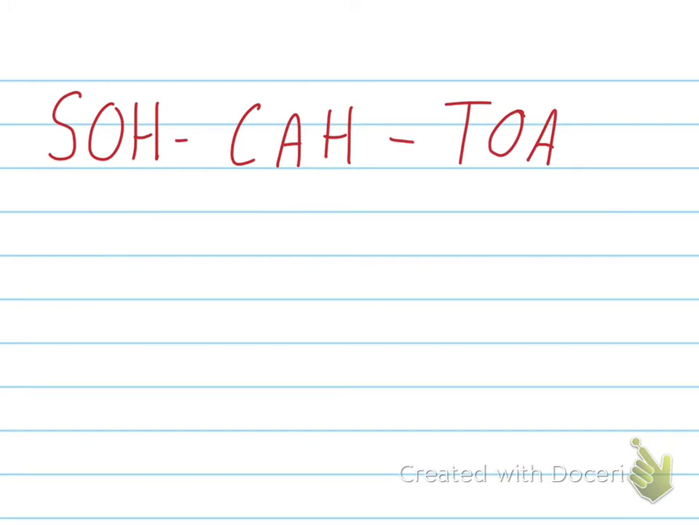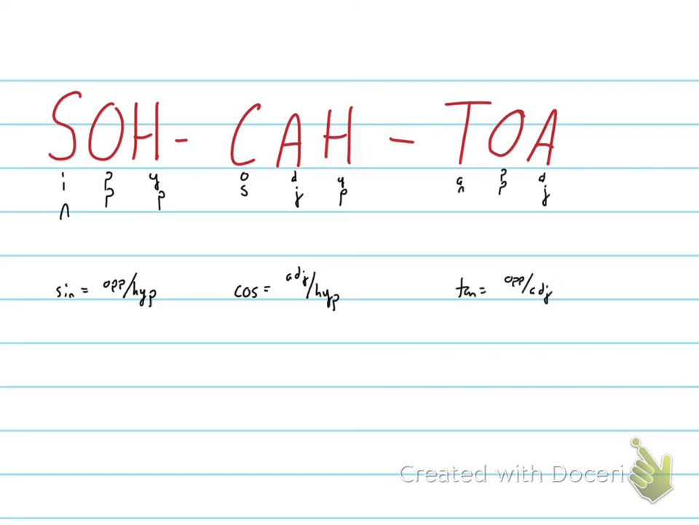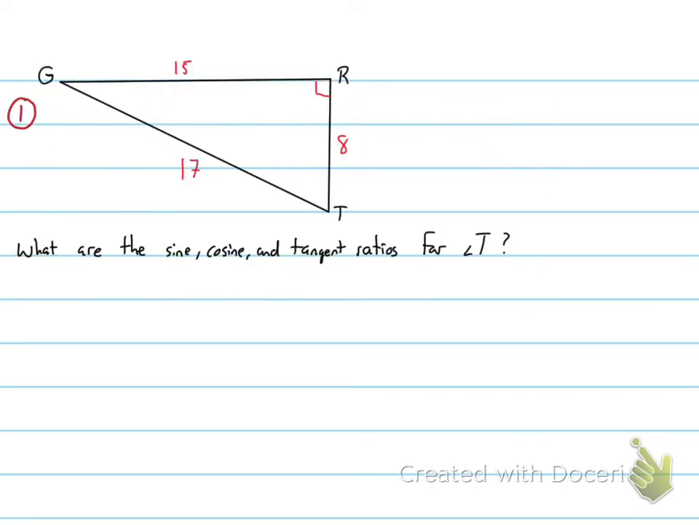Another way to quickly remember this is the acronym SOHCAHTOA. SO stands for sine is opposite over hypotenuse. CA is cosine is adjacent over hypotenuse. And TOA is tangent is opposite over adjacent.